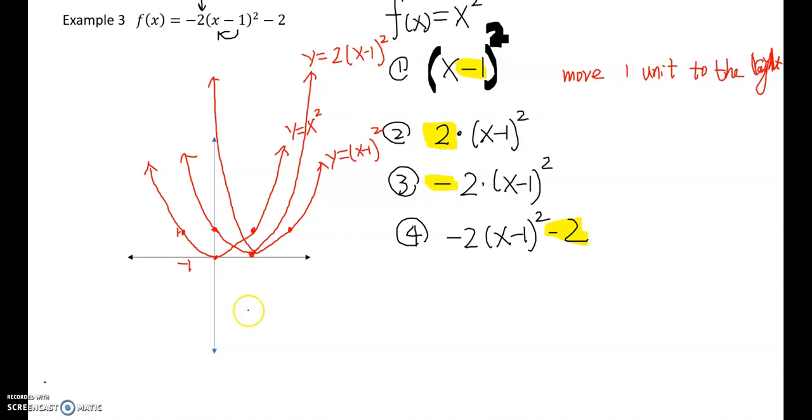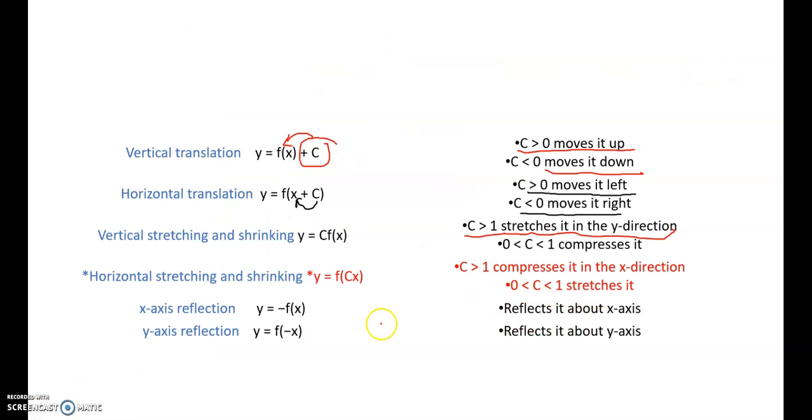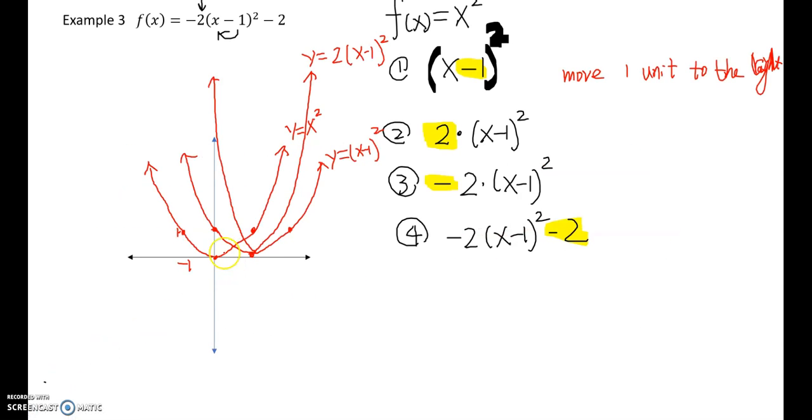Now, multiplied by -1, if you remember, a function multiplied by -1 is going to be a reflection, so we reflect about the x-axis. So let's take the graph we have, this long, narrow one, we're going to flip it down. Okay, so that is going to be y equals -2 times x minus 1 squared.